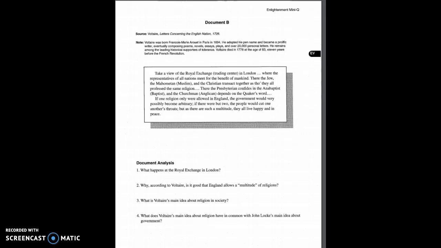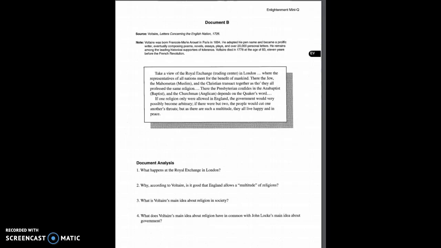So when you see the word representatives, I would circle that in a little annotation or maybe a little stick figure. We're talking people. So all people from all nations meet for the benefit of mankind. Okay, so to benefit means to help. So they're there to help, they're there to trade and do business. Now, next Voltaire goes into, again, the different types of religion, the different types of people that are meeting at the exchange. He says Jew, Muslim, Christian. So I would circle all those. Those are examples of religions.